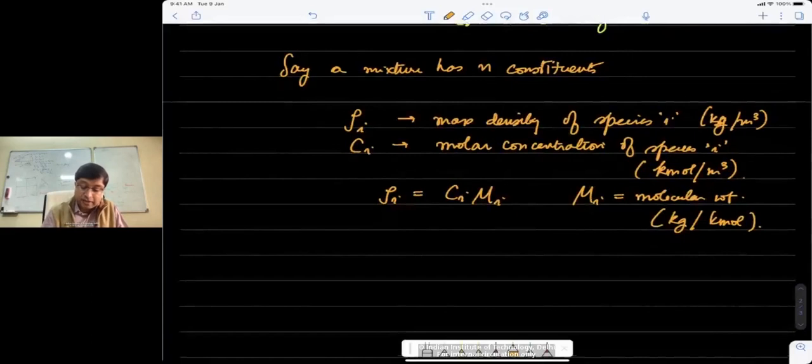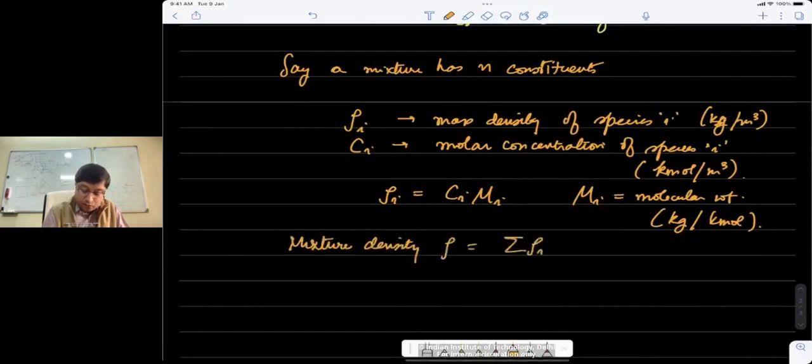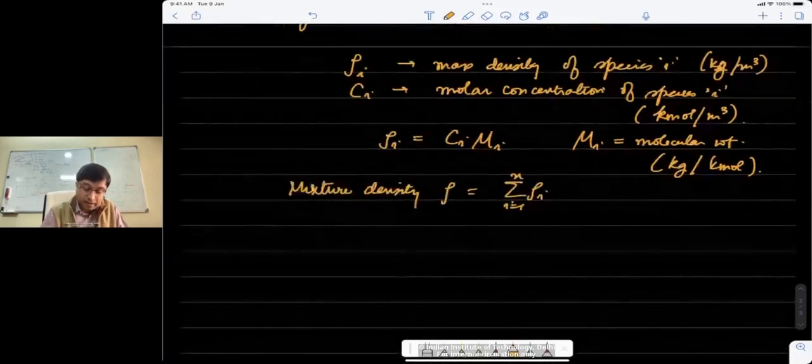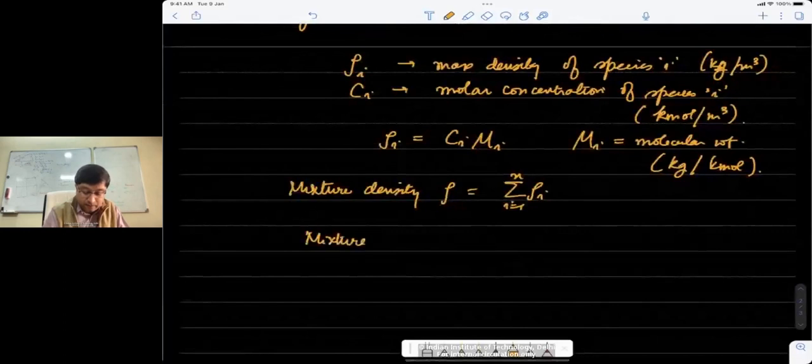Using the mass density of each species or the molar concentration, we can also define the mixture density, which would be, let's say, rho, which is the summation of rho i, so the sum over all constituents. And we can also define the mixture concentration, which I'm going to denote with a capital C, which would be the summation of Ci.